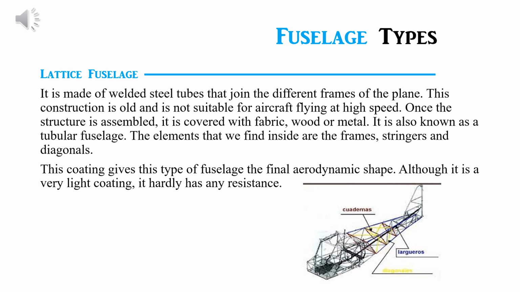The elements that we find inside are the frames, stringers and diagonals. This lattice gives this type of fuselage the final aerodynamic shape. Although it has a very light coating, it hardly has any resistance.